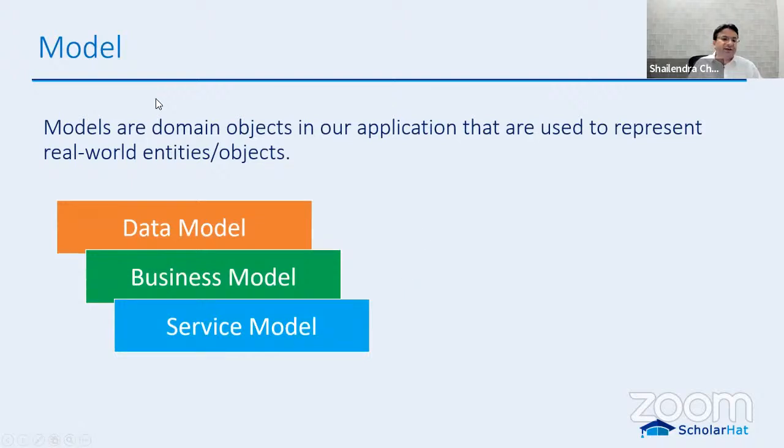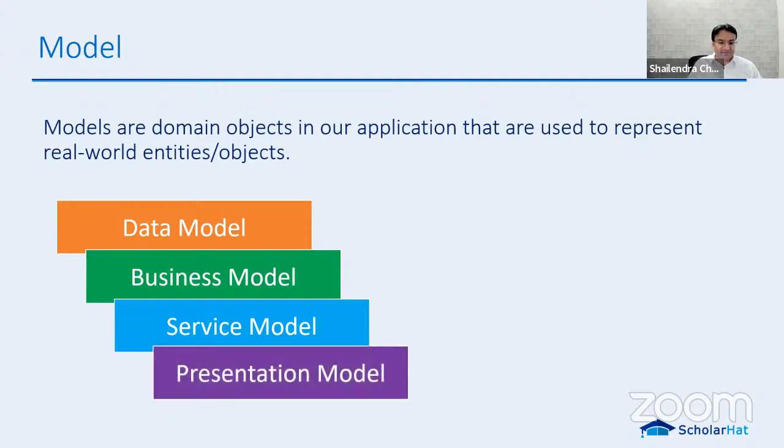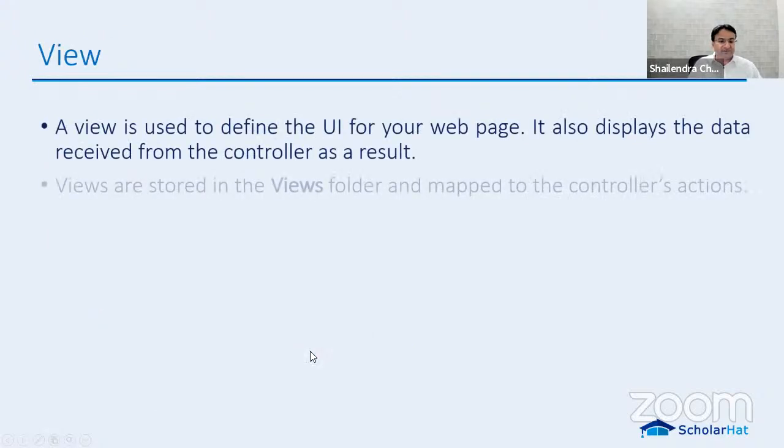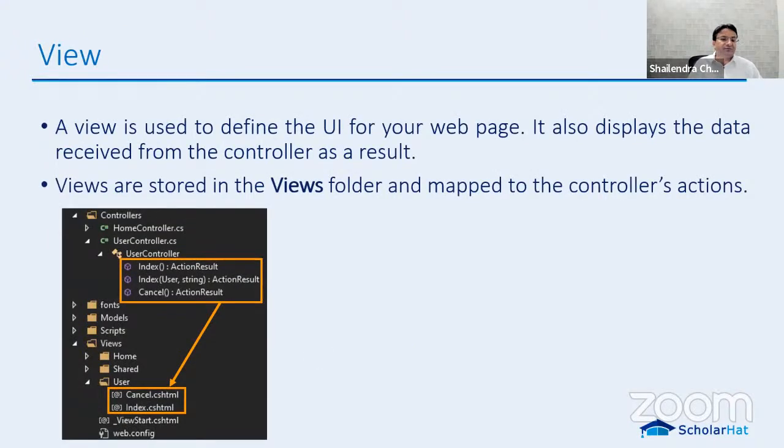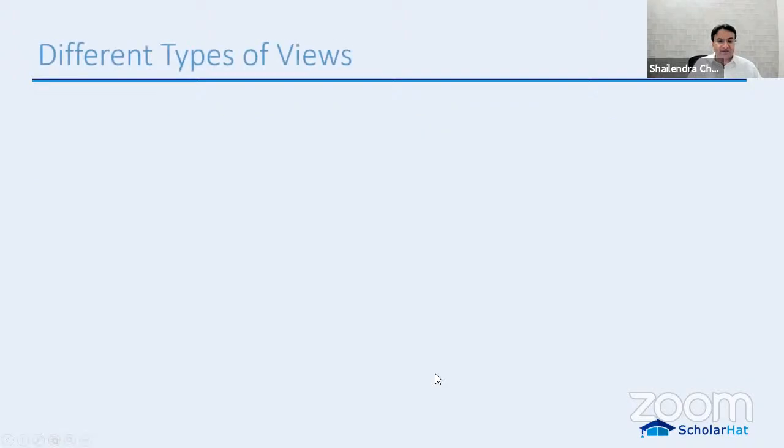So this is the information we have about the models. As I said, models are the domain objects in our application, which are used to represent real-world entities and objects, depending upon the various layers you have. Let's say data model, business model, service model, and presentation model. Then we have the view. View is used to define the UI of the web page. So whatever data you're building to represent, we represent with the help of the view. And this is the mapping which I explained to you already.